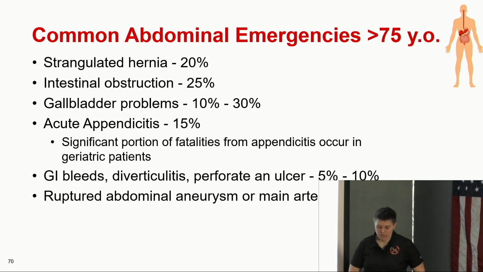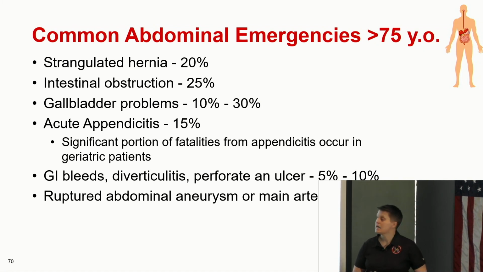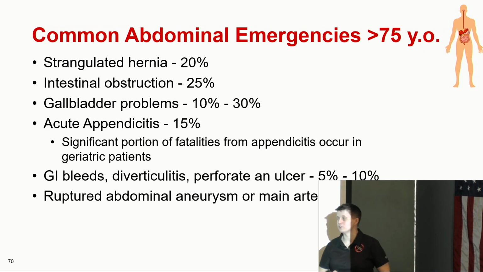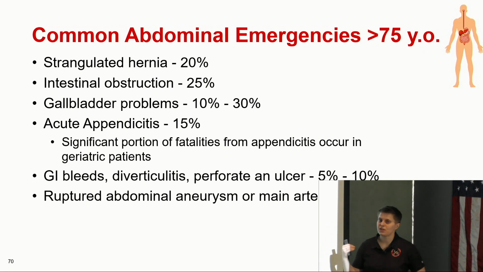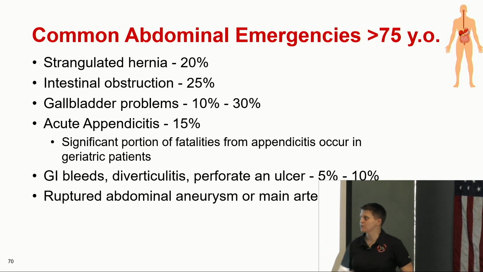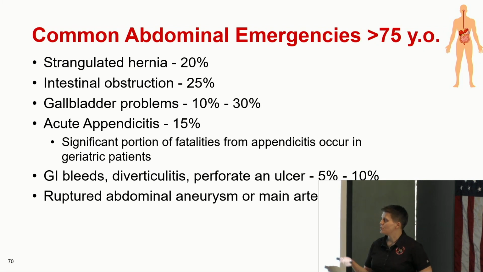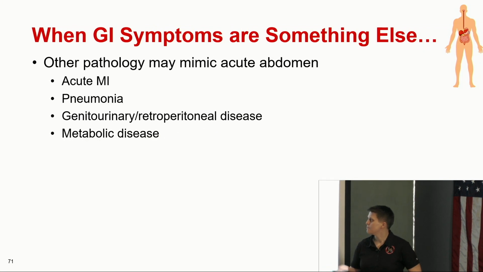Some other common abdominal emergencies to be aware of, especially for patients over the age of 75: strangulated hernias and intestinal obstructions are fairly common. Gallbladder issues. Acute appendicitis actually has a pretty high fatality rate for elderly patients. Again, probably because it's not right at the top of our list of likely diagnoses, and patients are going to present atypically, without maybe the typical focal right lower quadrant tenderness that we would expect of younger patients. GI bleeds, like we've talked about, and then ruptured abdominal aneurysm as well.